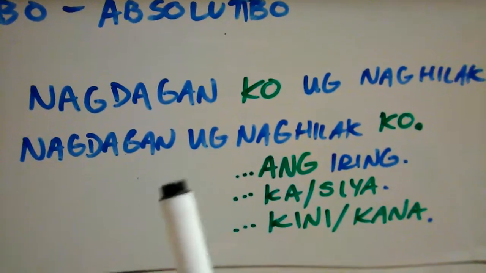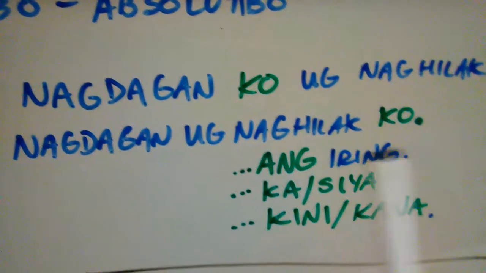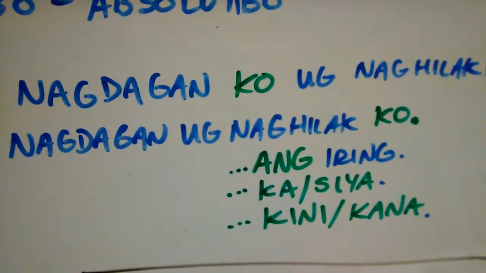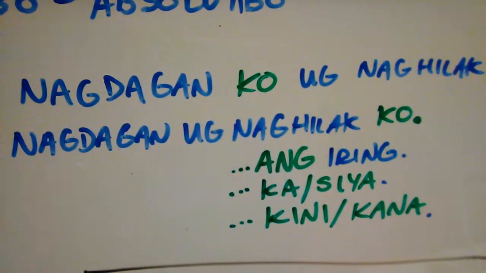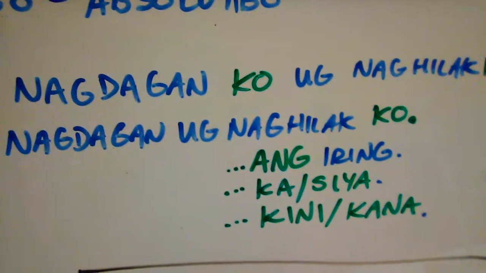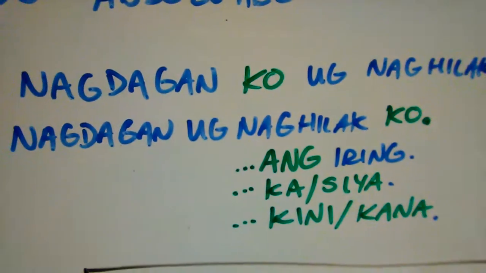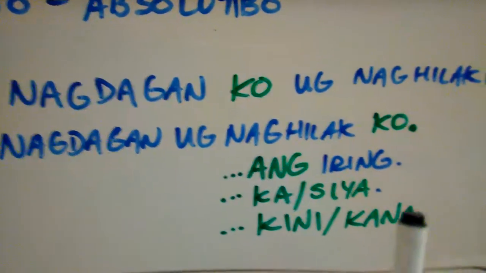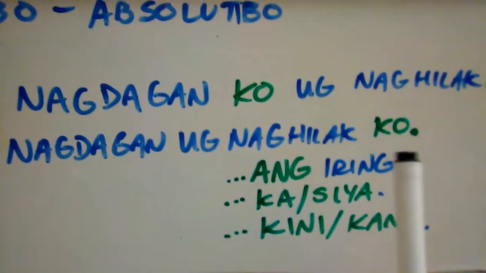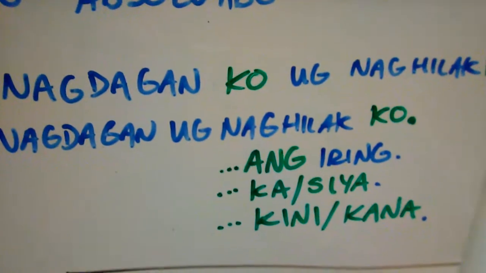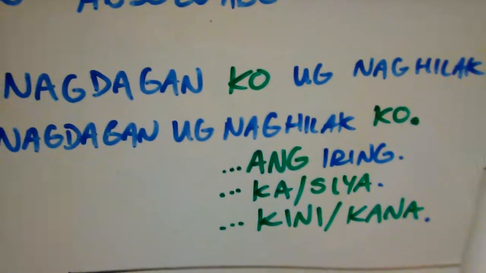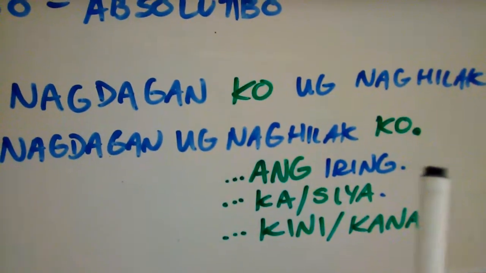For example, nagdagan ug naghilak ko. Ko is still in that absolutive case, right? It's the pronoun that's in the absolutive case. Notice how I didn't change the color because it's still in the absolutive. If I wanted to change our absolutive, or our subject, I still need to have a marker saying that we are still in the absolutive case, right?